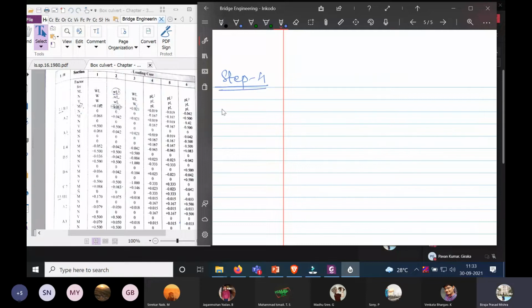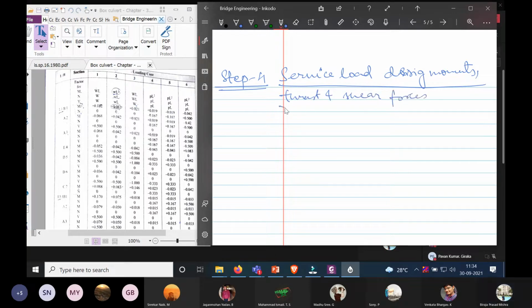So in step 4 we need to calculate the service load design moments, thrusts and shear forces. Okay, so what we will generally do is find out the different values of moments, thrust and shear force for different combinations of loads.